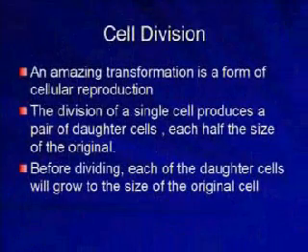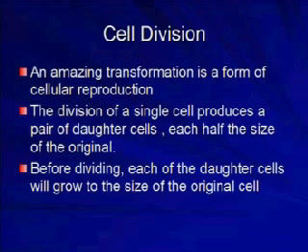Cell division. An amazing transformation is a form of cellular reproduction. The division of a single cell produces a pair of daughter cells, each half the size of the original. Before dividing again, each of the daughter cells will grow to the size of the original cell.